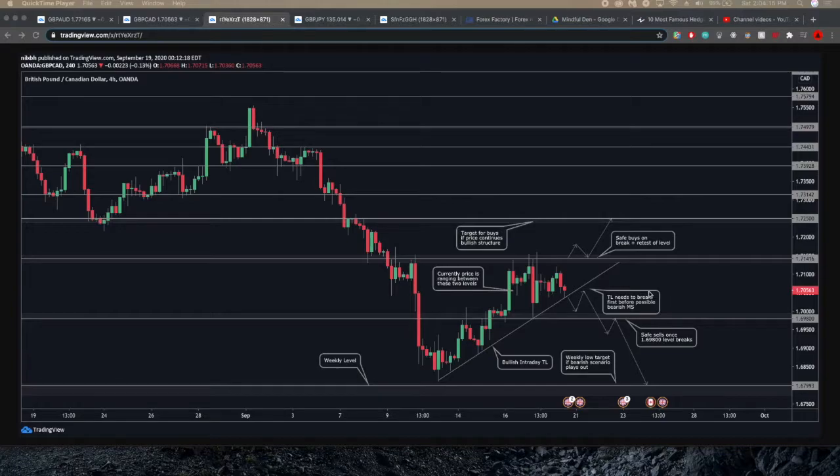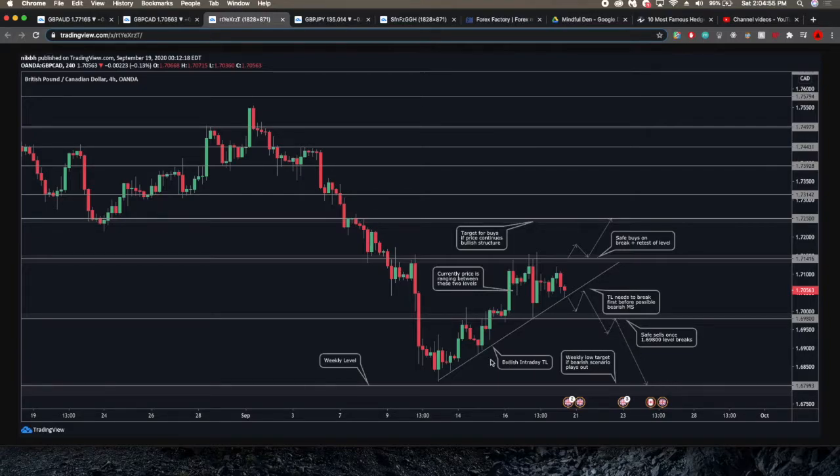But once we break that, so essentially I've labeled out a couple of scenarios here, okay? Two scenarios, because right now the market is just consolidating, right? So if we do break this trend line, create a lower high, continue down, break the level, then safe sells once this level is broken. Once the 1.69800 level breaks, then we can go to our weekly low target. If the bearish scenario plays out, first we'll reach this low here, and then we can possibly push lower, only if we get a break of the trend line and then we form a bearish intraday structure and break this level. If this level breaks, then we can head down, okay?